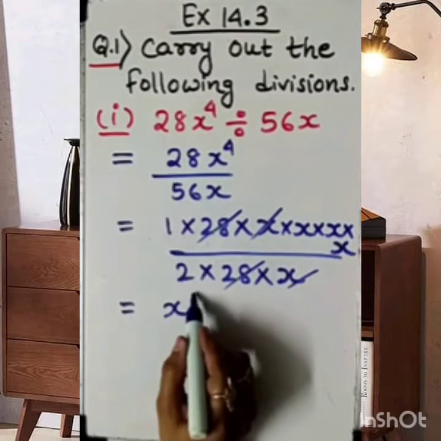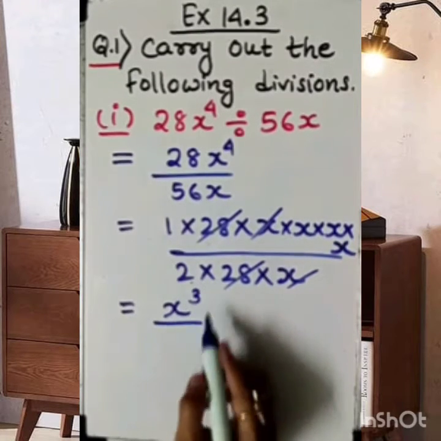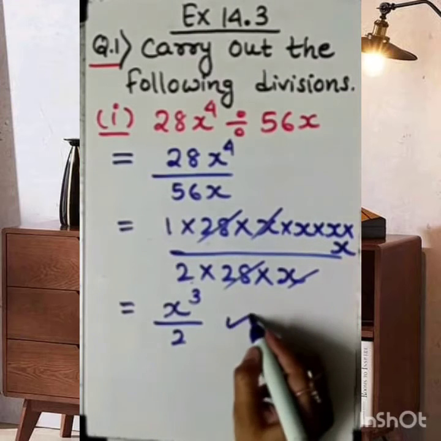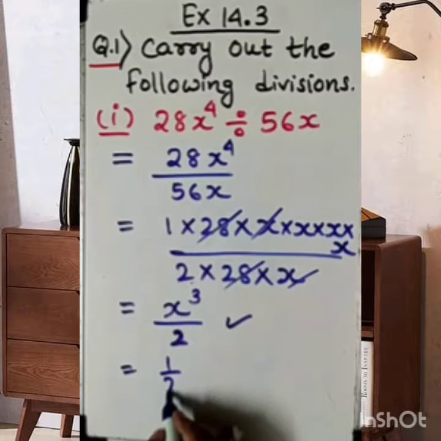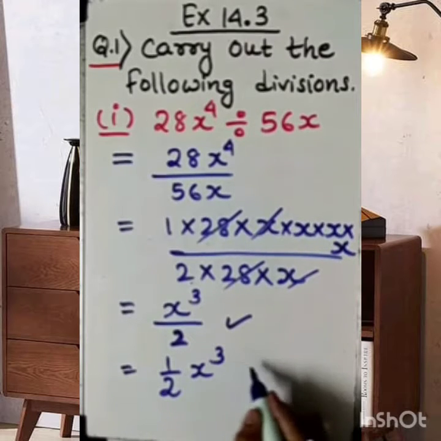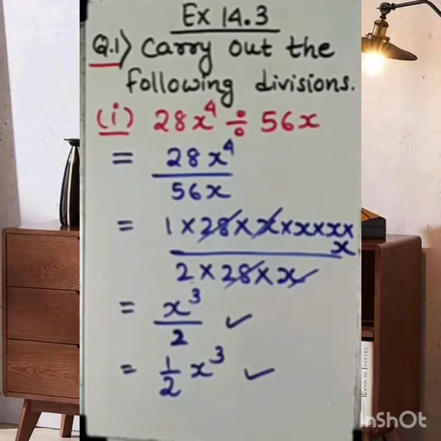So is it x cube? Here only 2. So the answer is x cube by 2. If not, then you can mention 1/2 x cube. That is also the same thing. This is the solution of the first.